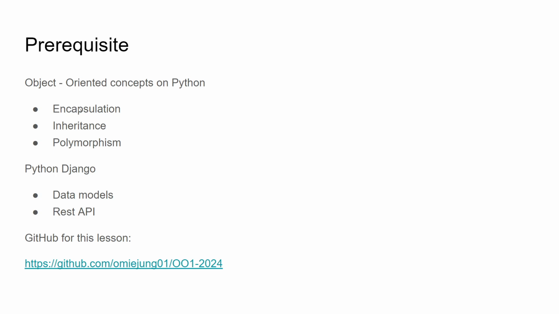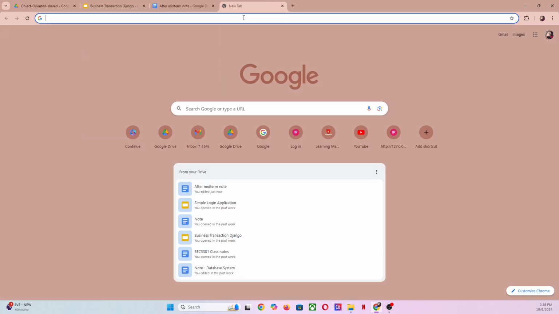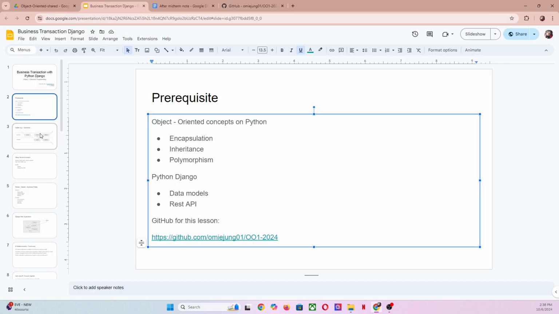Okay, so with that we're going to do it, and polymorphism means we can have more than one way to use the method. However, in Python Django we apply it already, but we don't need to care which kind of concept we are using. We just make sure that it works. Okay, so in Python Django at this moment you should be able to do the models and then the REST API. And this is the GitHub for this lesson, so I open the GitHub first here. Okay, here we are.